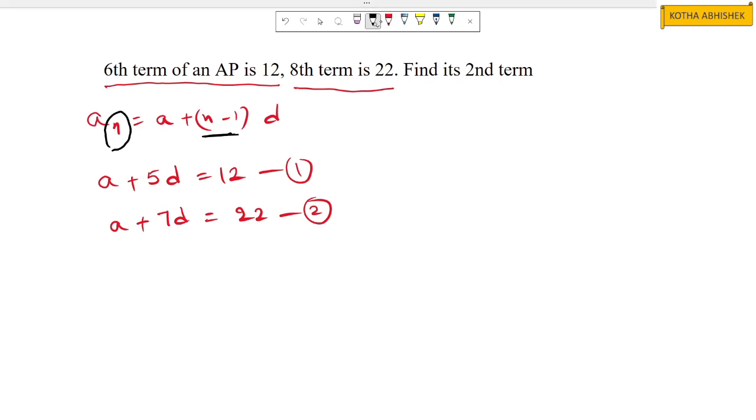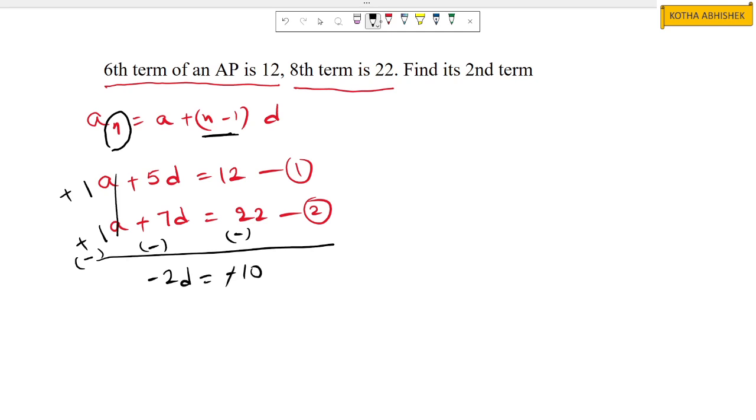Let us try to solve these two equations. Here a coefficient is 1, here a coefficient is 1, and these two are positive. So both are same symbol, so I will go with the subtraction. Plus becomes minus, plus becomes minus, plus becomes minus. Plus a minus a cancel. 5d minus 7d is minus 2d, which equals 12 minus 22. It is minus 10. Both the sides minus symbol cancel. So d equals, taking 2 to the right side, 10 by 2, which equals 5.